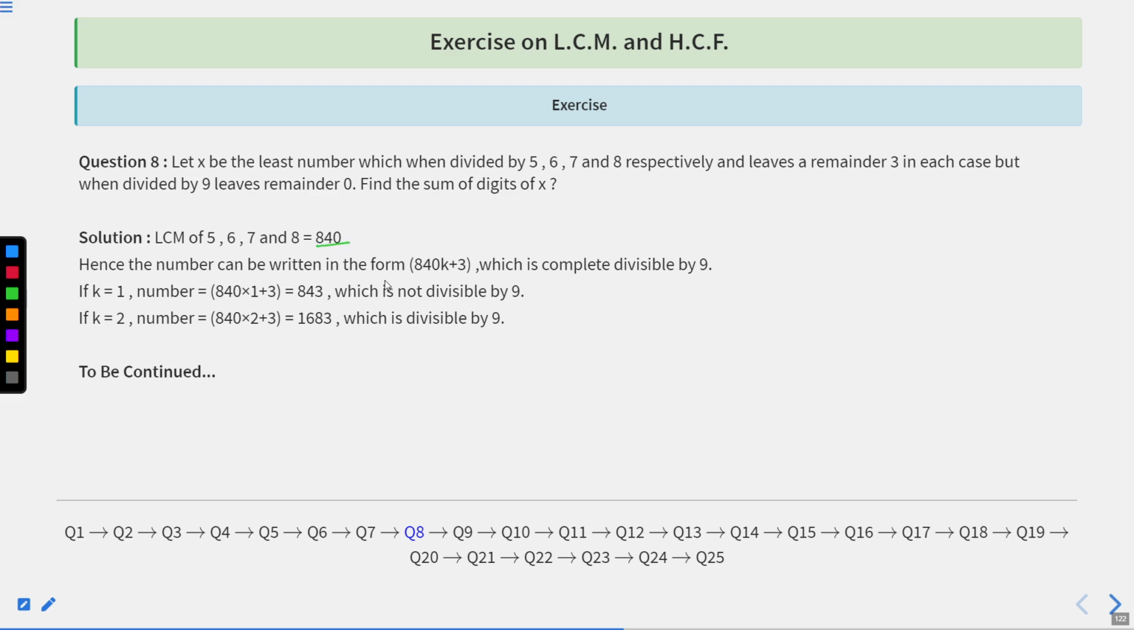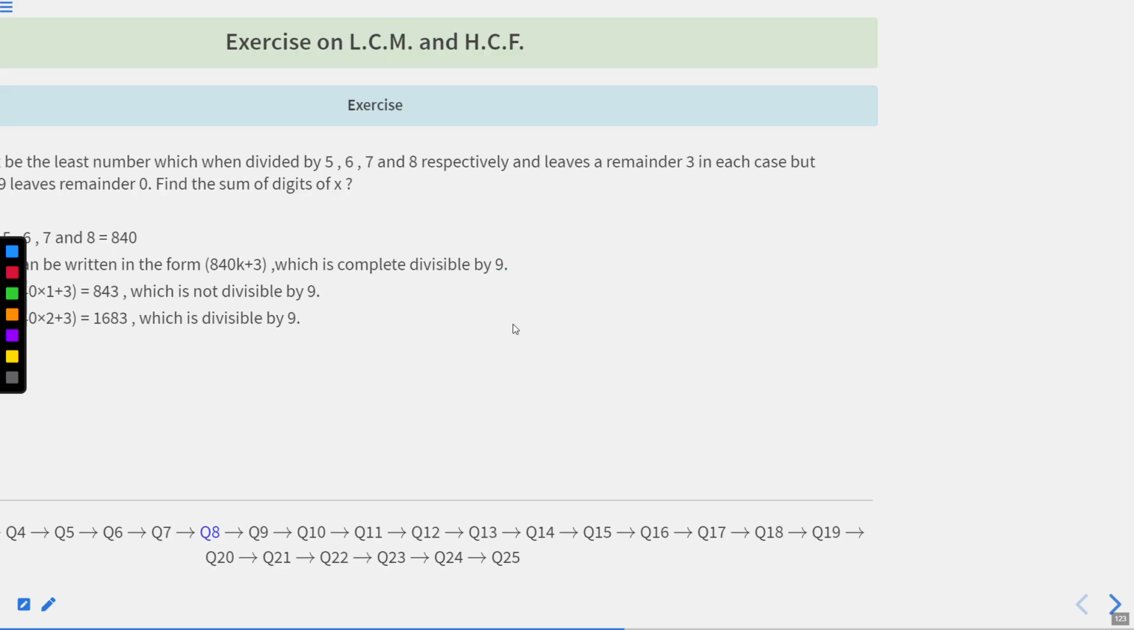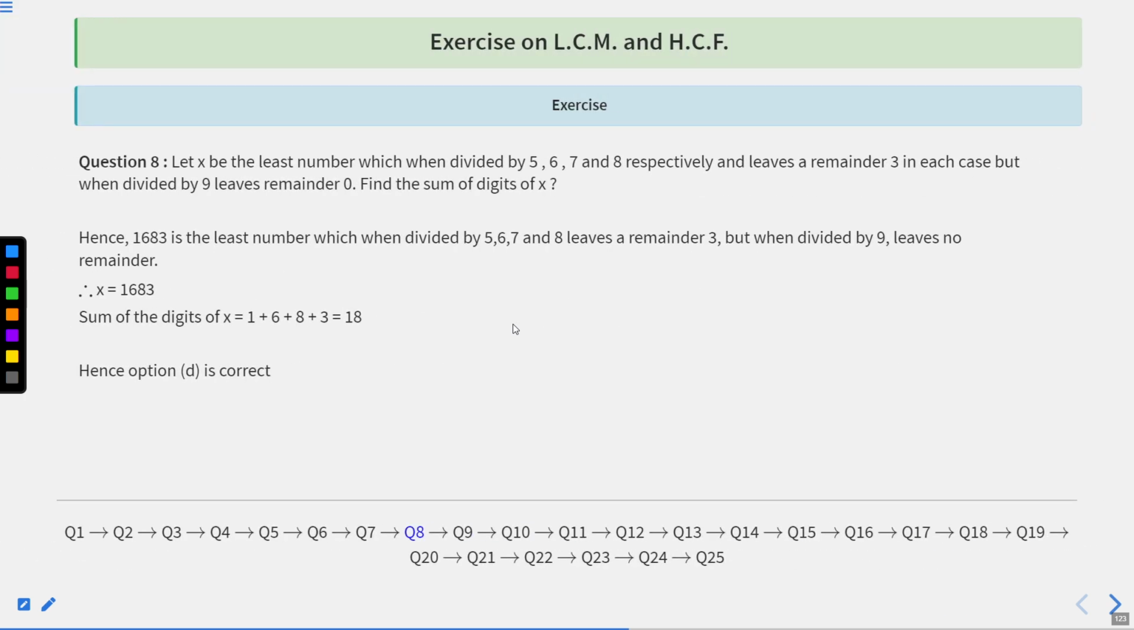Hence the number can be written in the form of 840k plus 3, which is completely divisible by 9. If k is equal to 1, the number will be 843, which is not divisible by 9. If k equal to 2, we get 1683, which is divisible by 9. Hence, 1683 is the least number which when divided by 5, 6, 7, 8 leaves remainder 3.